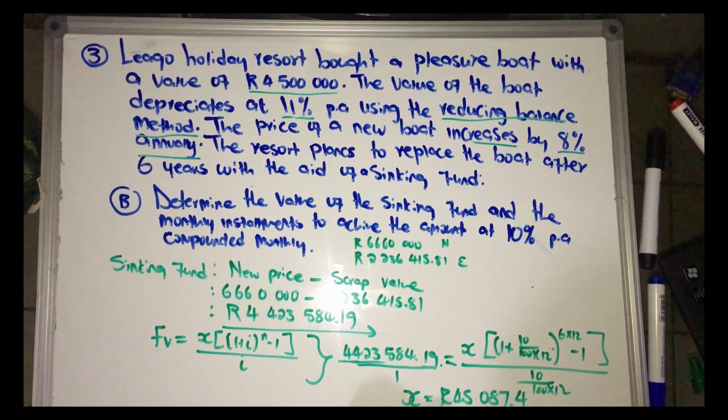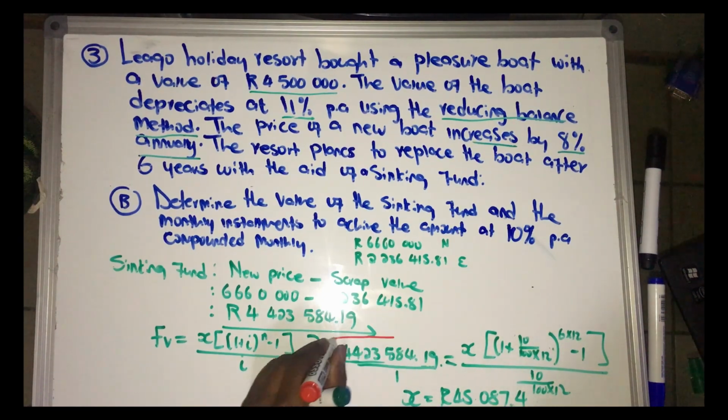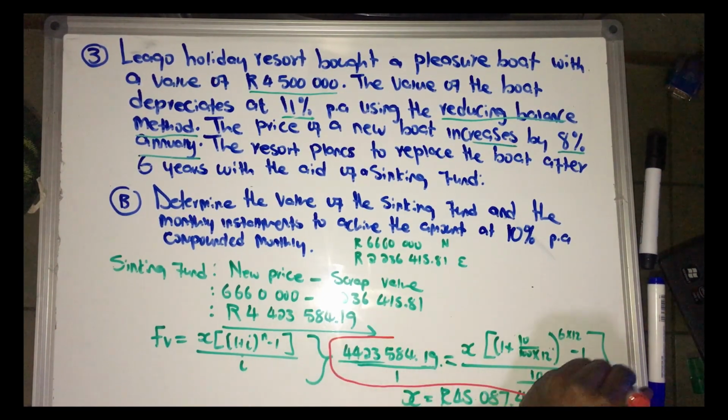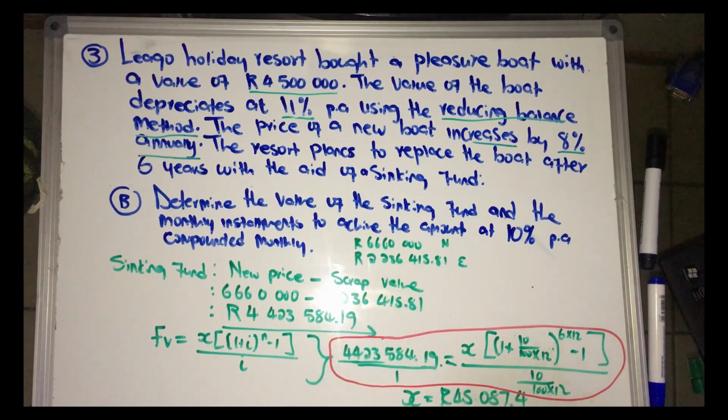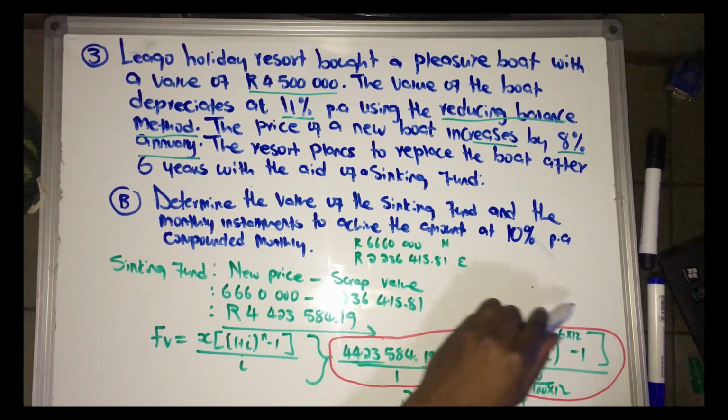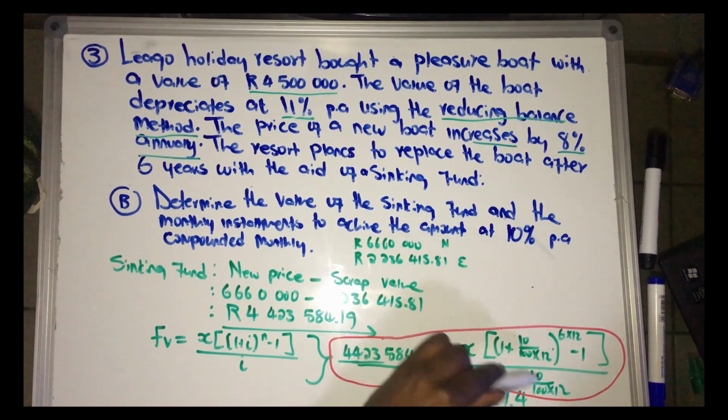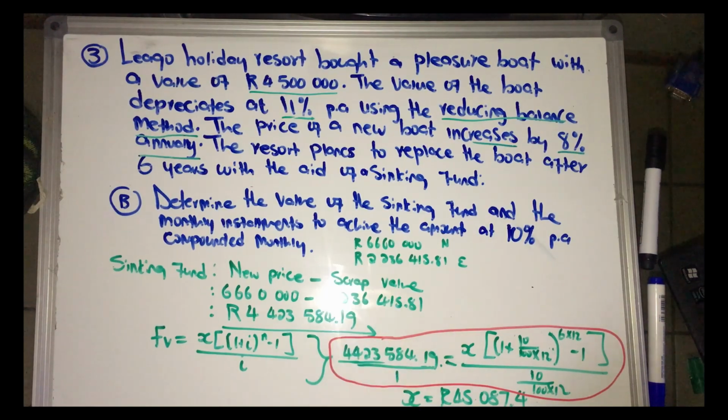So that gives us 45,087 rands. Okay, so I hope everyone can get here. This is just one formula. Let it not confuse you. It's just one formula, and then we're solving for x. So I cross multiply this by that, and then I divide by what is in this bracket, so that I can find the value of x. So I got it to be 45,000 rands.